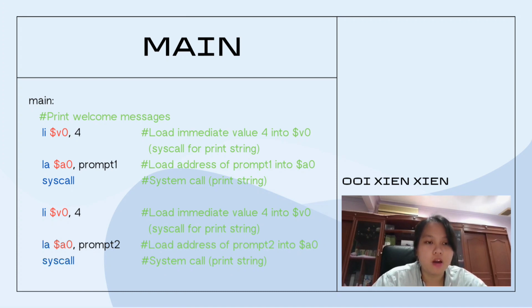So for the main part, to print out the welcome message, we need to load the immediate value 4 into register V0. Means we are going to print out the string, and then we load address of prompt 1 into register A0, and then do the syscall, print out the string. Syscall means do it now. After that, we also do the same with the prompt 2 string. So we need to load immediate value 4 into register V0, means we are preparing to print out the string, and then load the address of the prompt 2 into register A0, and then syscall as well.